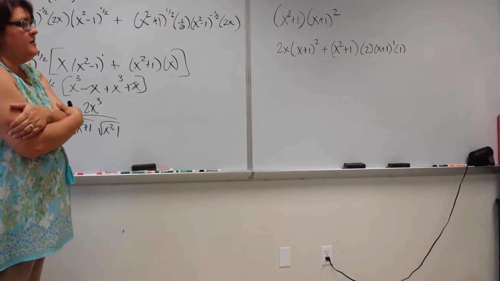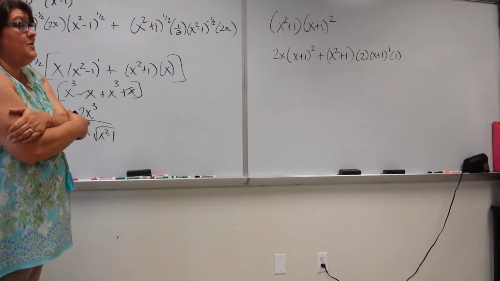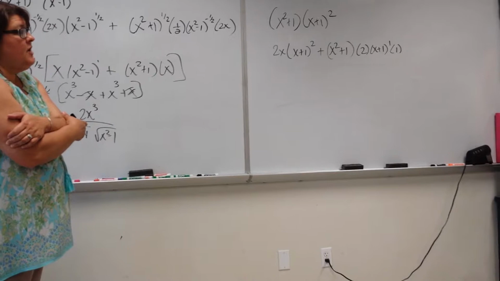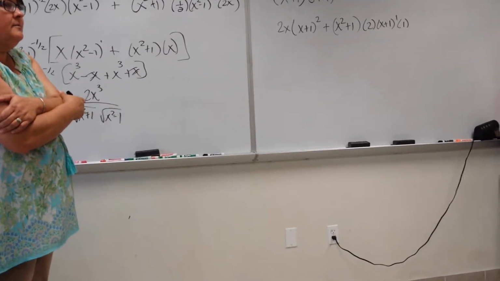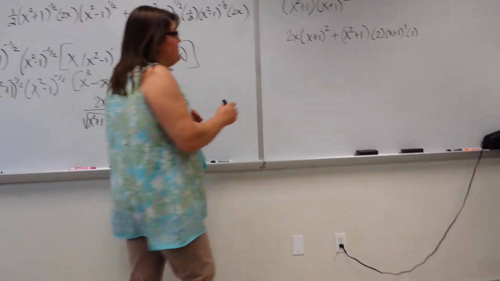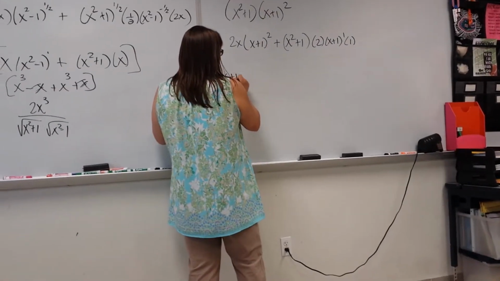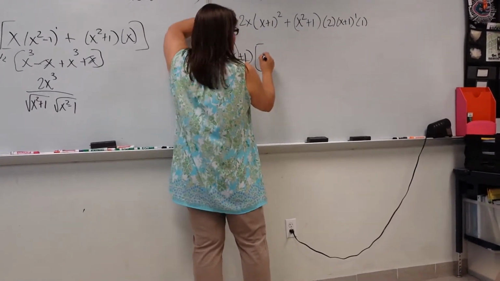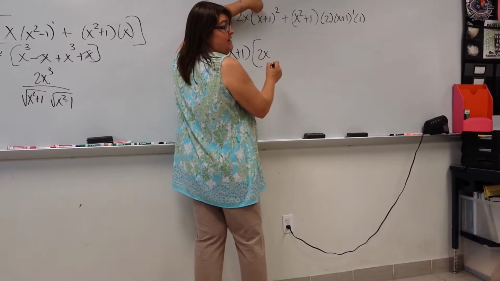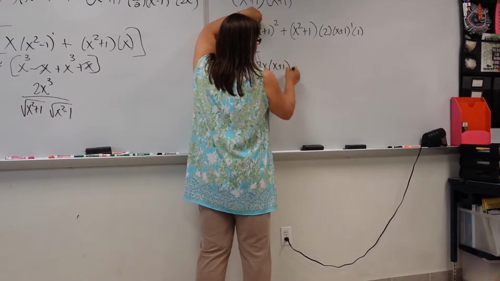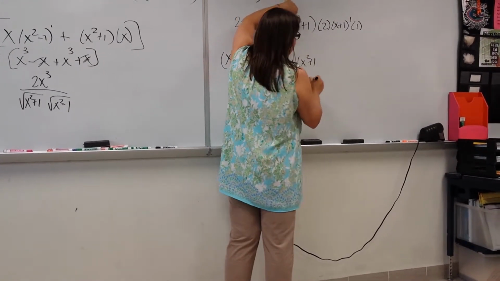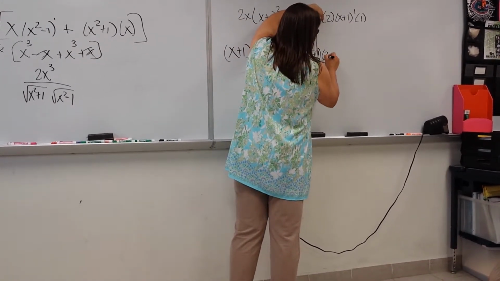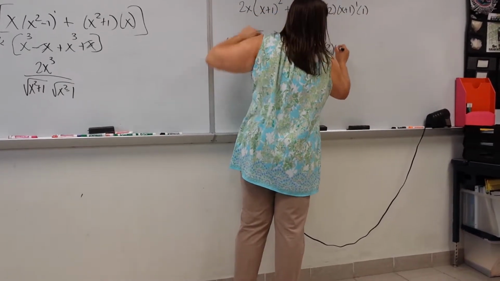If you want the challenge of cleaning it up, I could show you. Which one do they have in common? x plus 1. And what's the smallest power? x plus 1 to the first. Okay, so if I factored out x plus 1 to the first, I'd be left with a 2x times x plus 1, plus x squared plus 1 times 2, and then that one goes away.